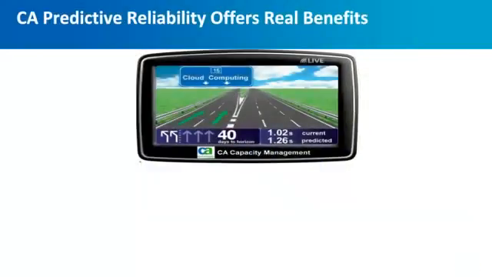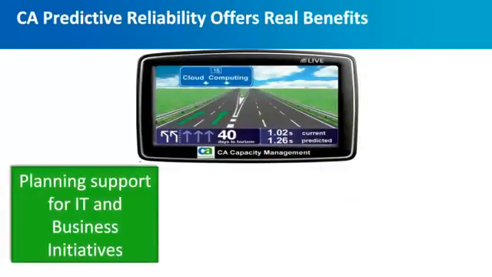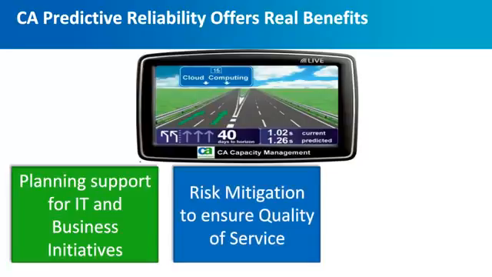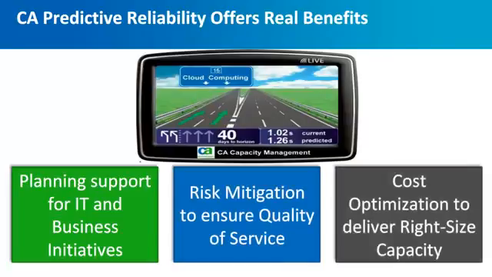So as we just saw, CA Predictive Reliability offers real benefits. By providing the ability to plan and support IT and business initiatives in a cost-effective manner, modeling based on real application performance data to mitigate risk and meet the needs of the business, and right-sizing IT environments, whether development, test, or production, for optimal IT operations.